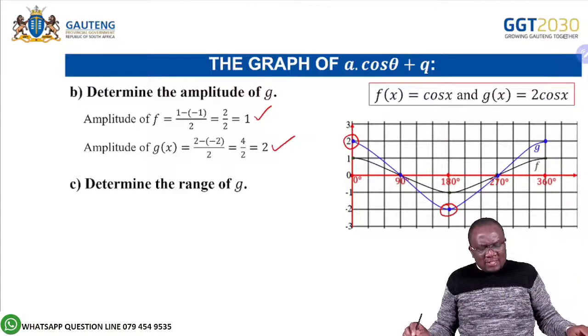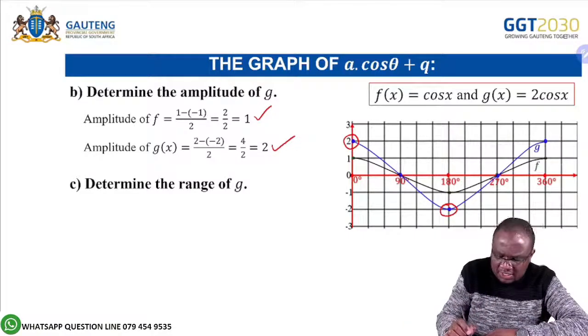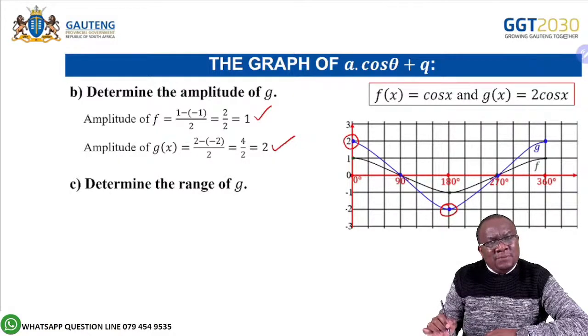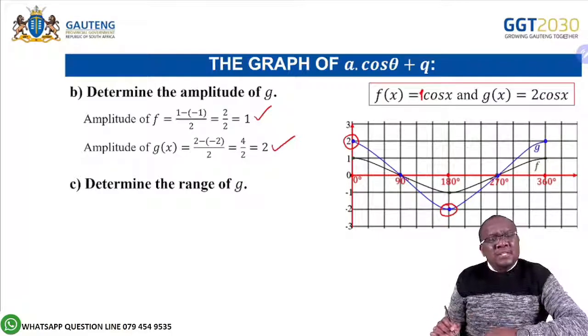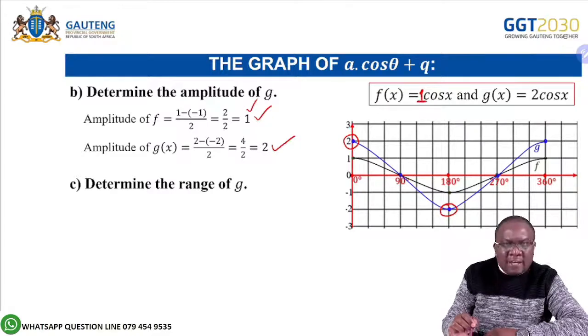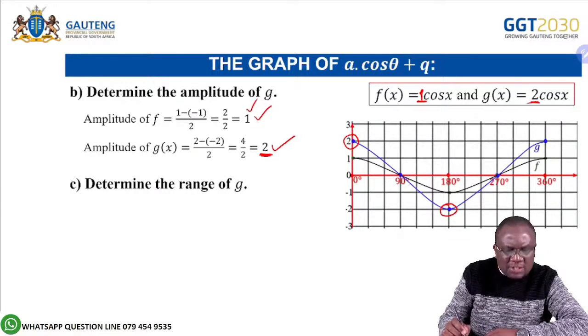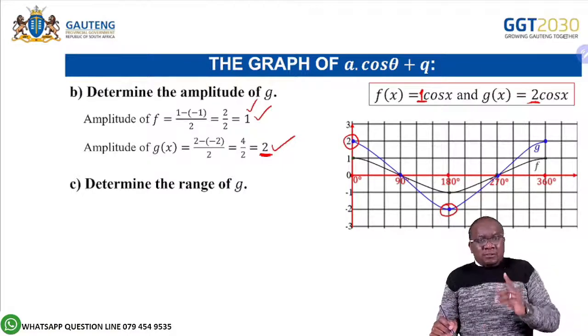If you look at this, you can see that there is some connection between the amplitude and the a value. Do you see that? Because here we have an invisible 1 here. You see that? The amplitude is 1, and then A there is 1. And then here the amplitude is 2, and then A there is 2. But I want you to take note of this.